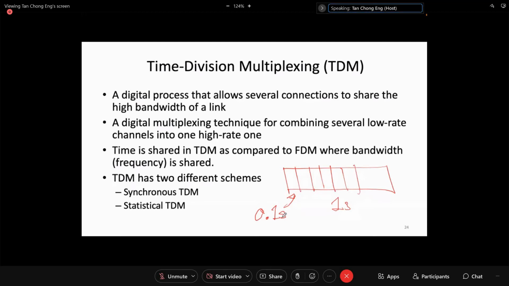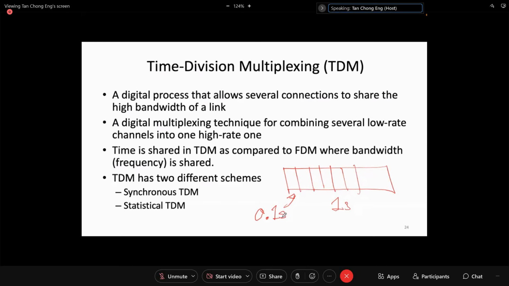But for time division multiplexing, it's about the time of using. Everyone shares. When it is your turn, you go in and use it. When time's up, you have to get out. The second user will go in, and they start timing 0.1 second. Once time's up, you must get out. The third user gets in.